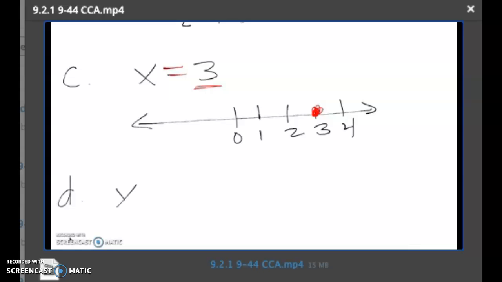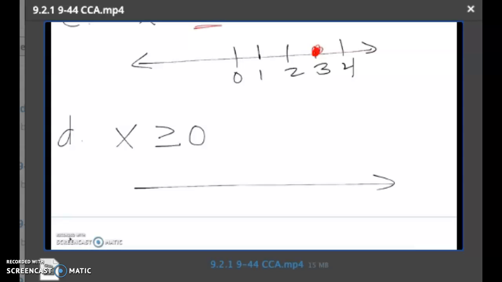Problem D is x is greater than or equal to 0. So on my number line, okay, I know my boundary point is at 0, so I know that's where I'm going to put my circle. Since it's x is greater than or equal to 0, x can equal 0, so I'm going to fill that circle in. So x is either equal to 0 or it is greater than 0. Numbers that are greater than 0 are to the right on my number line, so I'm going to have an arrow going to the right.